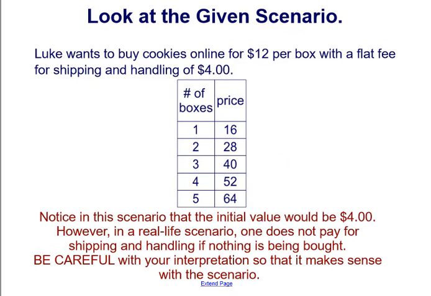But notice that the initial value we just found was $4. However, in a real life scenario, one does not pay for shipping and handling if nothing is being bought. If you have 0 boxes being bought, you're not going to pay any money. So you have to be careful with your interpretation so that it makes sense for the scenario. Even though the y-intercept of this table is 4, our actual answer would be that he's paying $0 as an initial amount if he's buying 0 boxes. So just be careful where the math meets the real life application and how you're interpreting the slope and the y-intercept.